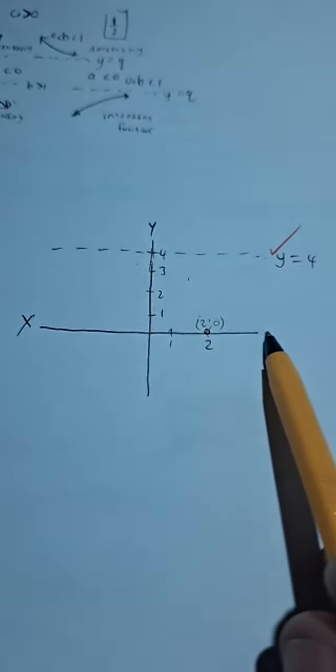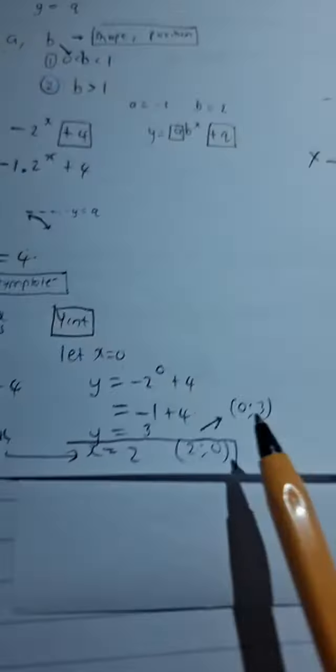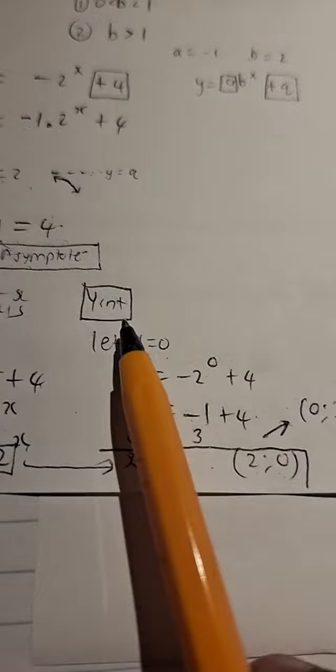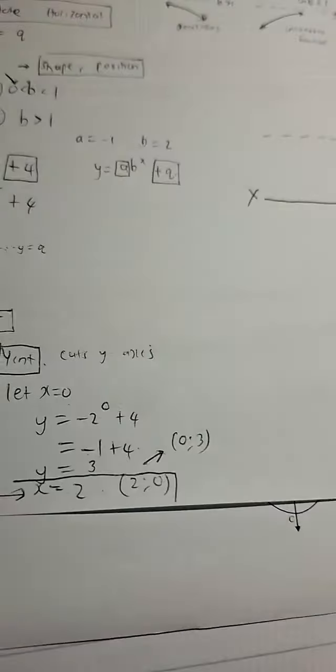Y is 0 everywhere on this x-axis, so they meet exactly there. So 2 and 0 is there. Lastly, we want to find the y-intercept. We let x be 0. This is where the graph cuts the y-axis.